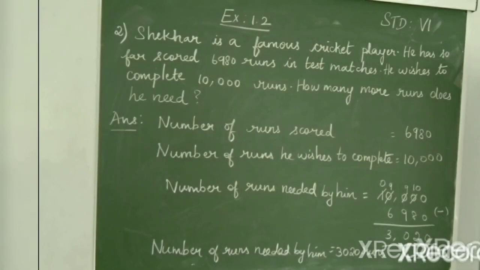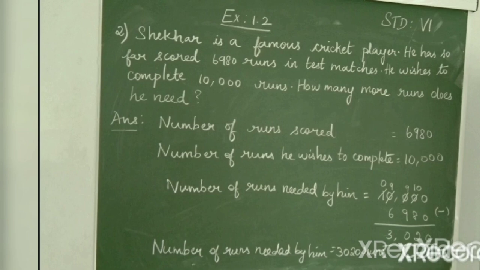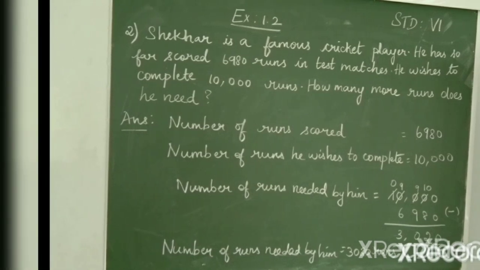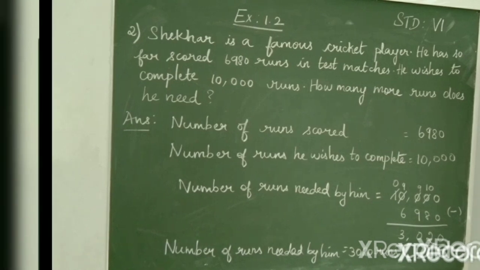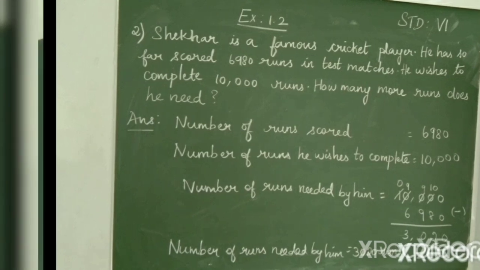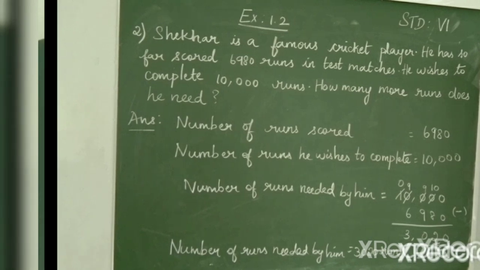Next, Shekhar is a famous cricket player. He has so far scored 6,980 runs in test matches. He wishes to complete 10,000 runs. How many more runs does he need? So a person named Shekhar is a famous cricket player. So far means till now he has scored 6,980 runs. But his wish is to complete 10,000 runs. So how many more runs does he have to score to reach 10,000?